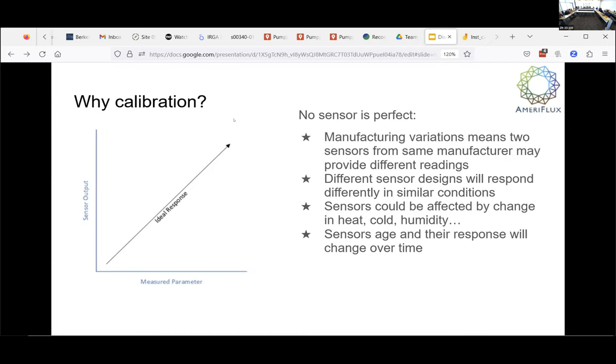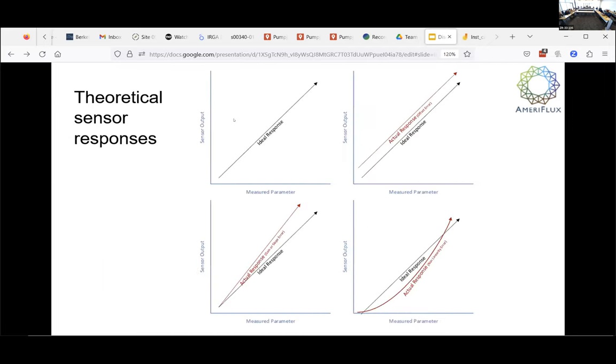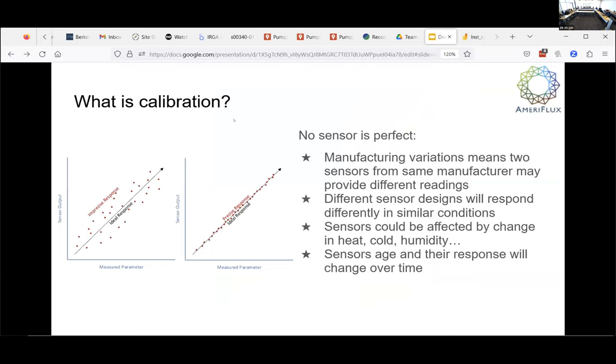You have the ideal response of a sensor that we'd love to have, and unfortunately, that's often never the case. So we have different types of sensor response compared to the theoretical values, right? It could be an offset as shown on the upper left. It could be a response with a gain, meaning that the values that you're measuring are changing also. It's not just an offset, but there's a gain involved in the calibration process. Or it could be a non-linear response of your sensor. All of those need to be characterized through calibration. As I said, no sensor is perfect, but when we have imperfect sensors and we introduce calibration for different conditions, we can actually get pretty close to the ideal response of those sensors.